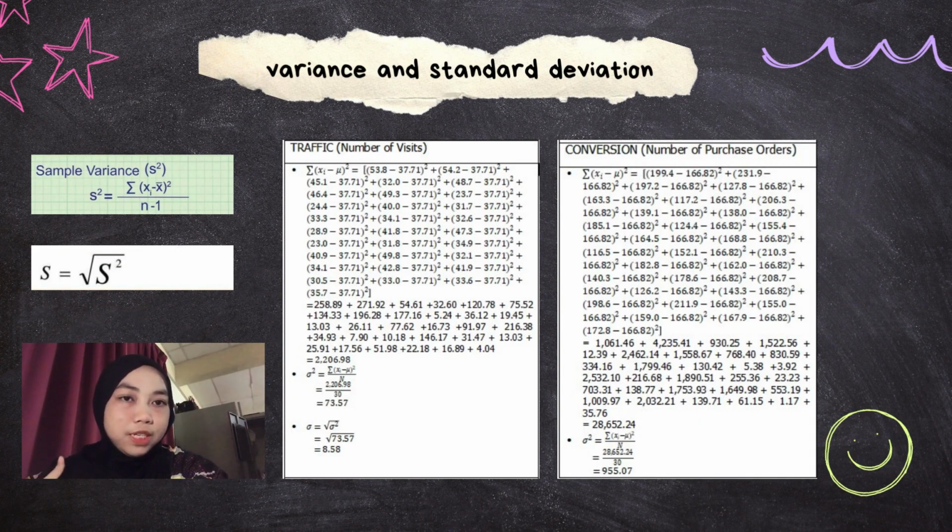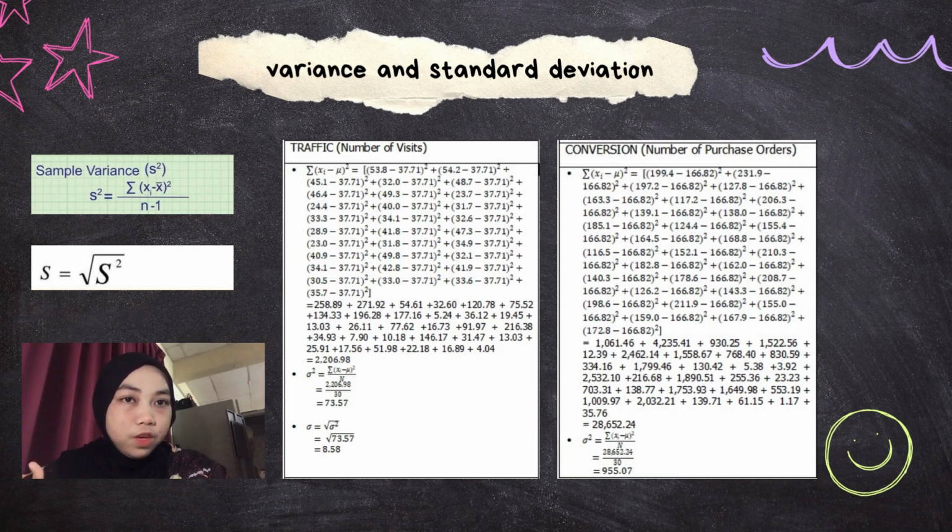Third step is to find the variance and standard deviation. The variance measures the average squared deviation of each data point from the mean. A higher variance indicates a greater dispersion or spread of values. In this case, the variance of number of purchase orders is larger. This suggests that the number of purchase order data has more variability compared to the number of visit data.